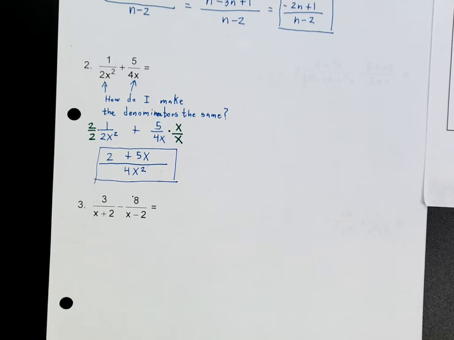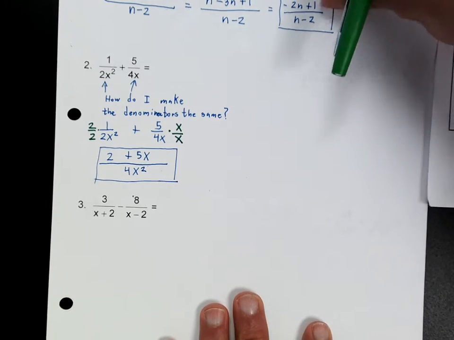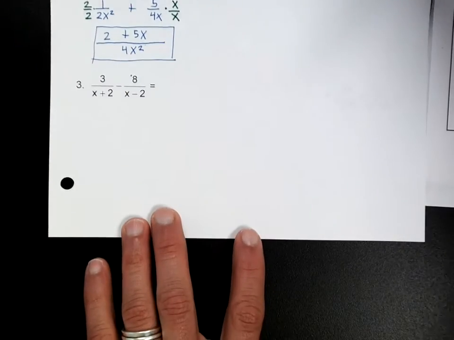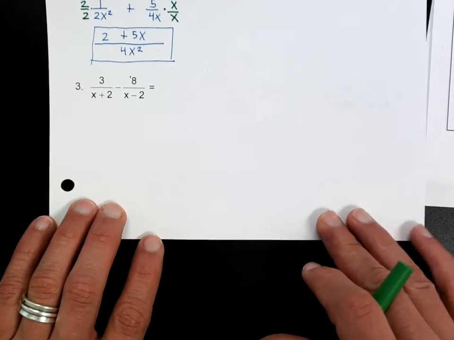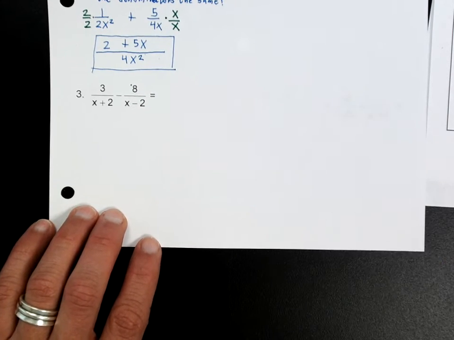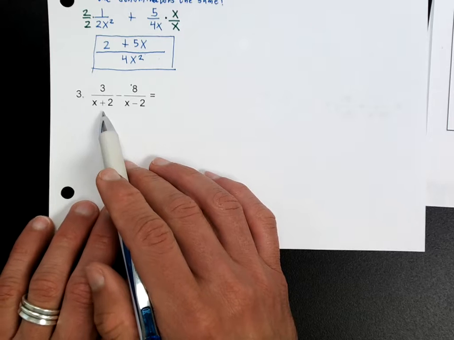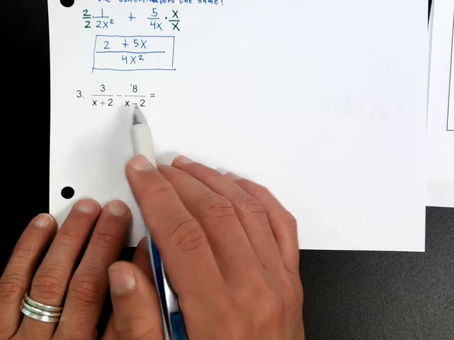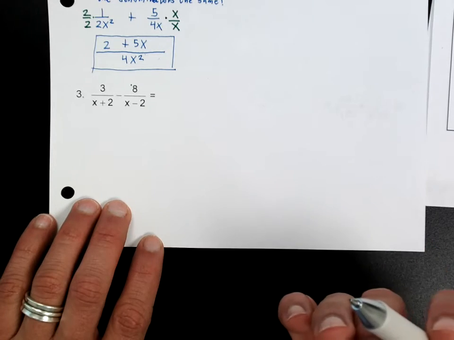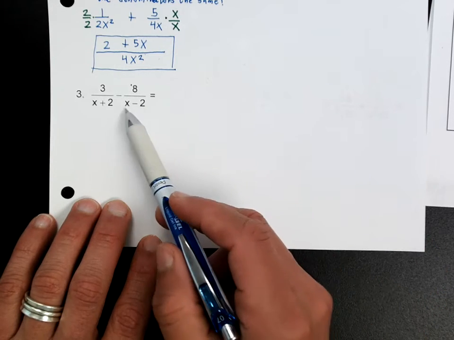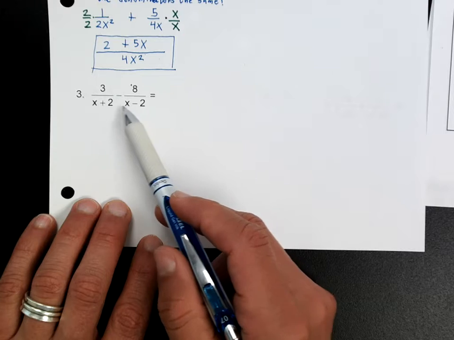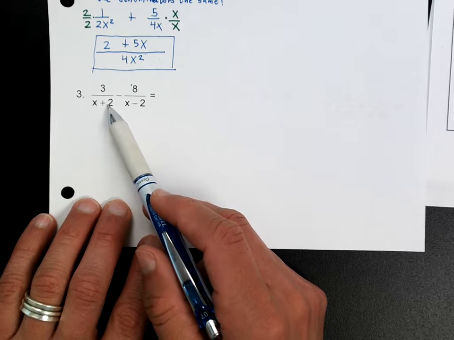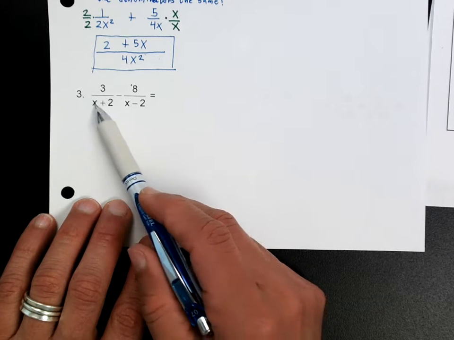Okay? Now, on number 3, even though they may look a little bit the same, they're not. Alright, x plus 2 and x minus 2, they have nothing in common. And when I say that, what I really mean is there's nothing I can multiply this by to make it into this, and the other way around.